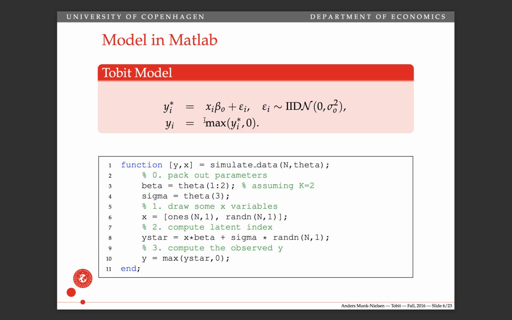Of course, one thing that can't break down is the rank condition. Then we compute the latent index y star as x beta plus sigma times a new random normal, which is the noise term, that's the epsilon up here. And when we multiply that by sigma, it gets variance sigma squared, or standard deviation sigma. And then we construct y as the maximum of y star and 0. So that's the sense in which the model is really a recipe for how we generate data.